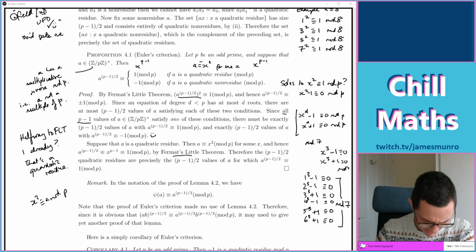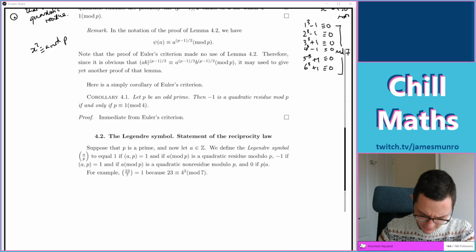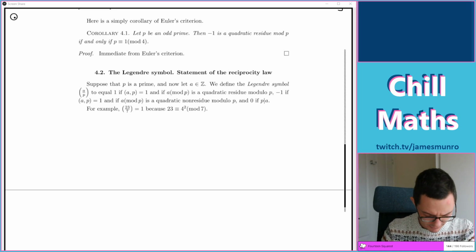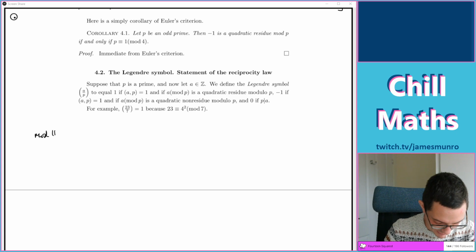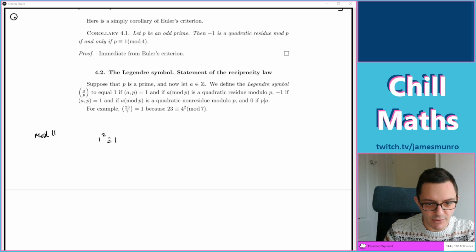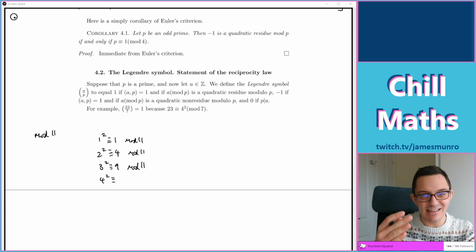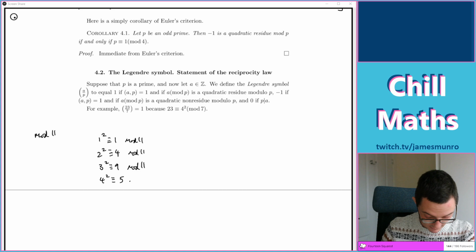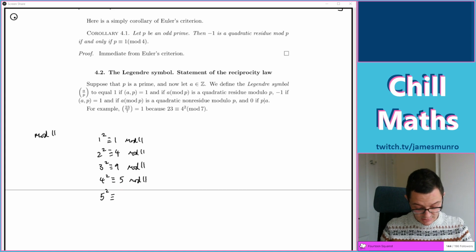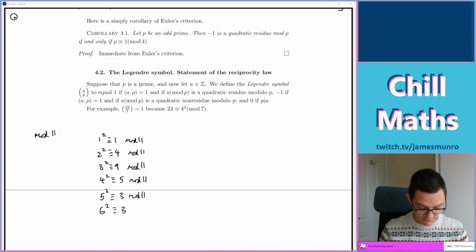This is really weird. Let's write down another example. I'm going to go for a larger prime, like 11. So mod 11, let's look at some squares. 1 squared is 1 mod 11. 2 squared is 4 mod 11. 3 squared is 9. These are all going to be mod 11. 4 squared is interesting because 16 is equivalent to 5 mod 11. 5 squared is equal to, oh my goodness, 25, which is 3 mod 11.